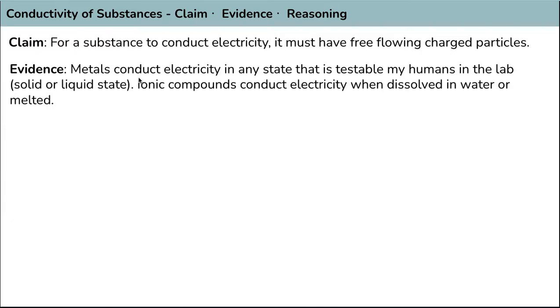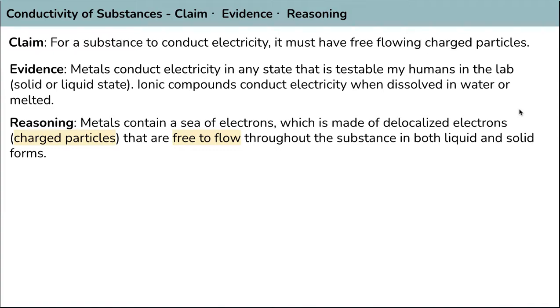My other evidence is that ionic compounds conduct electricity when dissolved in water or when melted. So we are going to take a look at the scientific reasoning that will be able to support or explain this evidence, and this evidence is being used to support this claim. So the first reasoning that we're going to go over involves metals. Now remember, we are talking about electrical conductivity as the free-flowing charged particles within a substance.